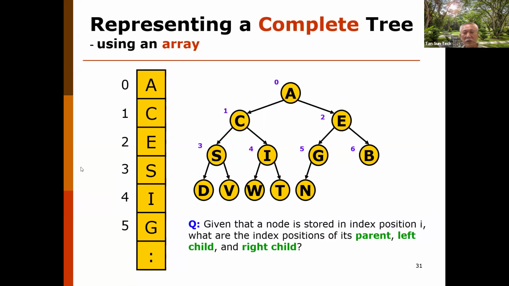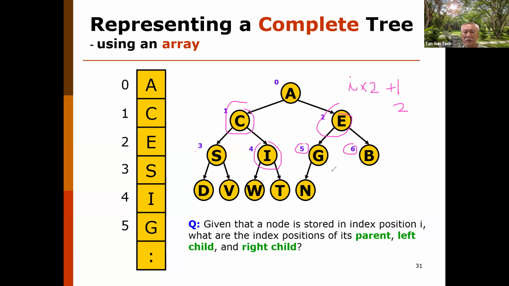Given I, for example 1, to find the left child is I times 2 plus 1. So 1 times 2 is equal to 2, plus 1 gives you 3. The right child is I times 2 plus 2, so you get 4. If E is I equal to 2, 2 times 2 plus 1 gives you 5, and 2 times 2 plus 2 gives you 6. So that is the left child formula and this is the right child formula.